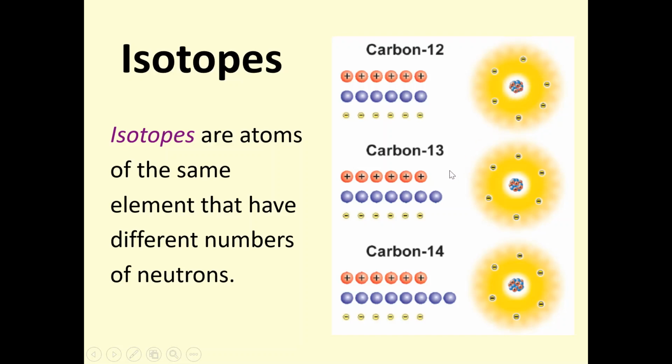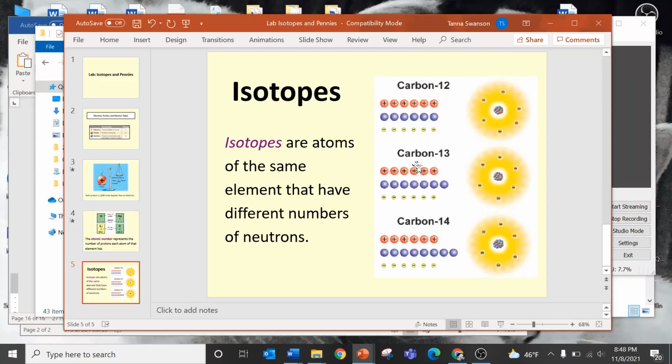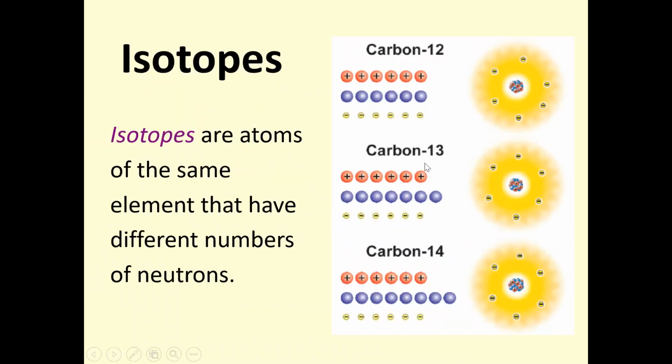But sometimes there's an extra neutron in there. So here we have carbon 12. There's 6, 12. But, oops, sorry about that. Here we have carbon 13. Look at, there's 6 positives, protons, and 7 neutrons in there. That's not equal, but it's still a carbon atom. It's just a carbon 13 atom.